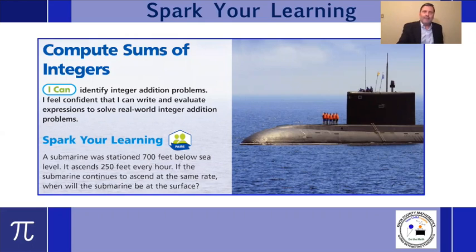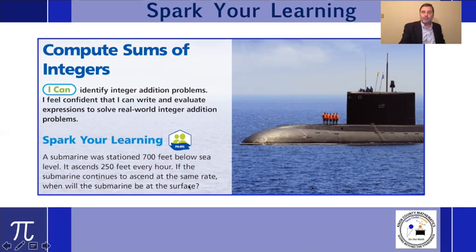The first task is called Spark Your Learning. And it's a contextual example, contextual meaning real life example. And the problem is a submarine was stationed 700 feet below sea level. Below sea level means something I can't see. That's a negative amount. It ascends 250 feet every hour. So keep in mind, think about what the word ascend means. Ascend means to go up. So we're below sea level, now we're increasing 250 feet every hour.